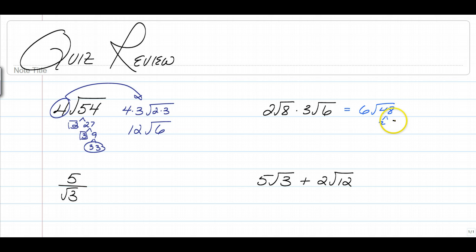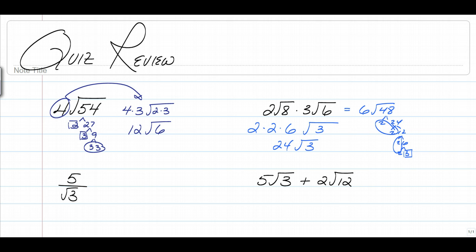Break down the 48. You got 2 and 24, 2 and 12, 2 and 6, 2 and 3. You have 2 groups of 2 that get to go outside, so you have a 2 and another 2. Do not forget about the 6 that's already outside. Root. Box just the 3. And then 2 times 2 times 6 is 24. Root 3. And you are good to go.